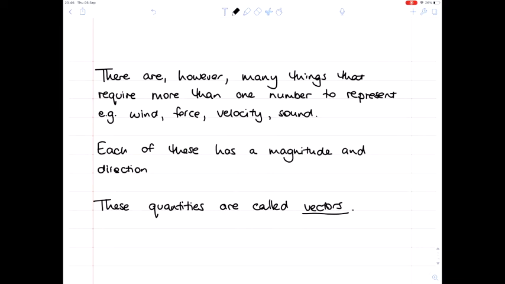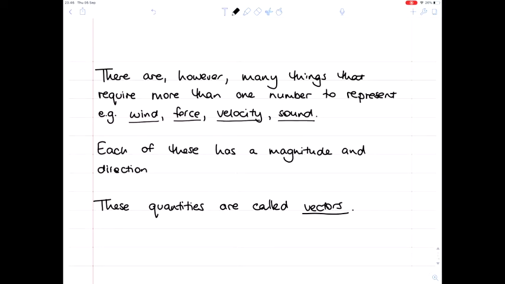But there are many times when we would like to describe something that needs more than one number to represent it. For example, if you want to describe the wind, then you need how strong it is and what direction it's blowing in. From physics, you'll know that force has both a magnitude and a direction. Velocity has a magnitude and direction, and also sound. It has the loudness, but also the direction.